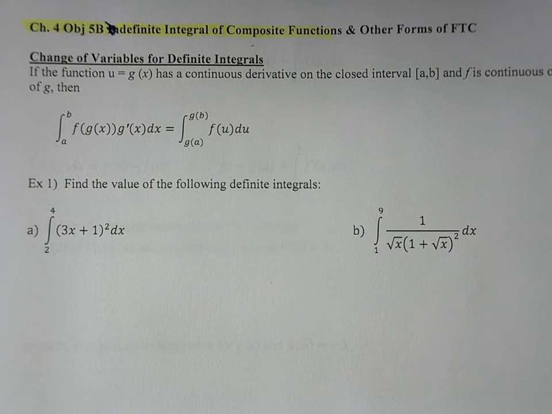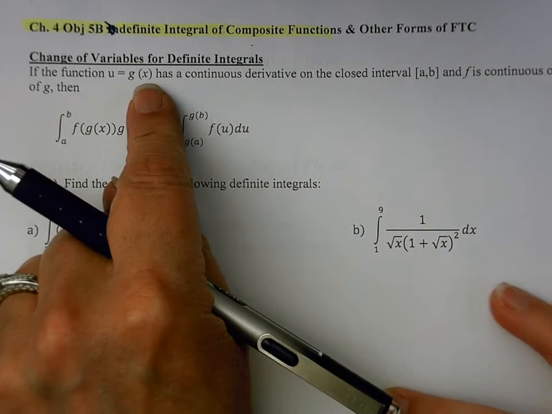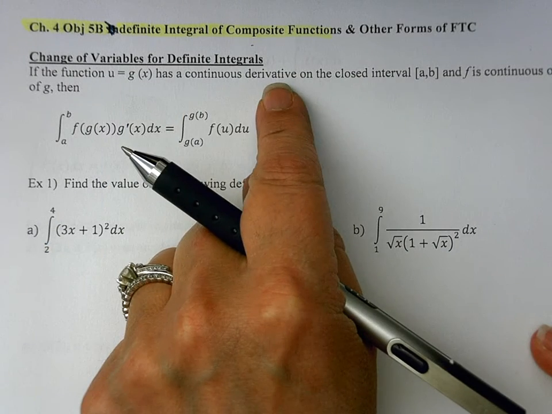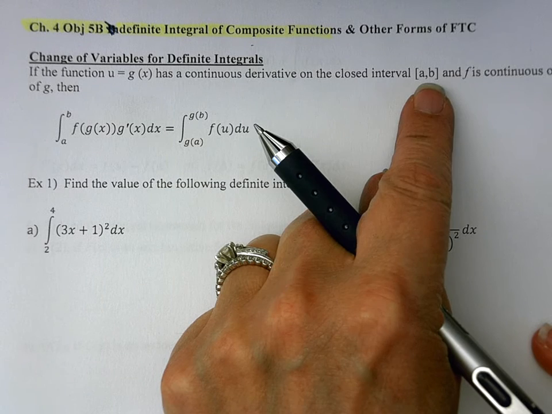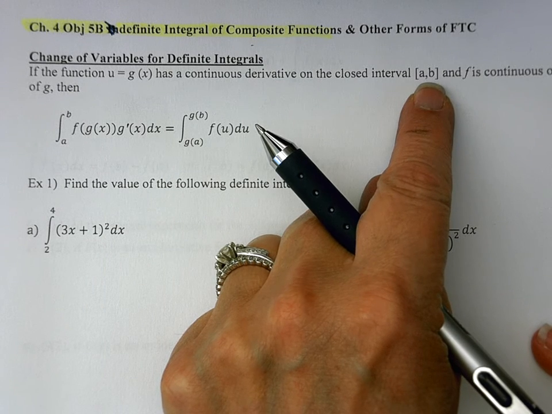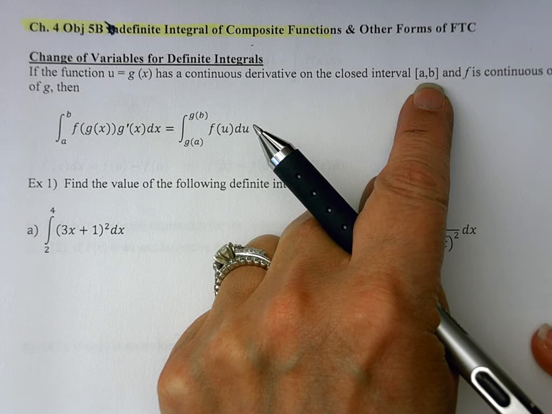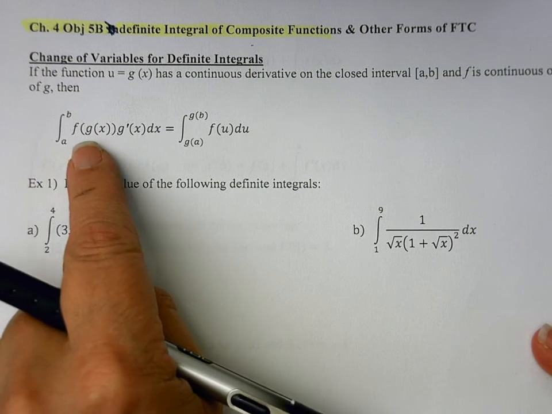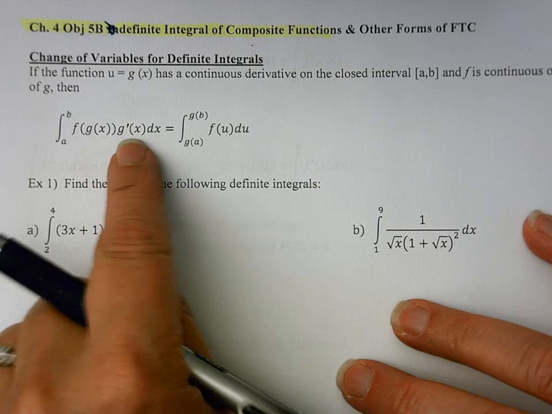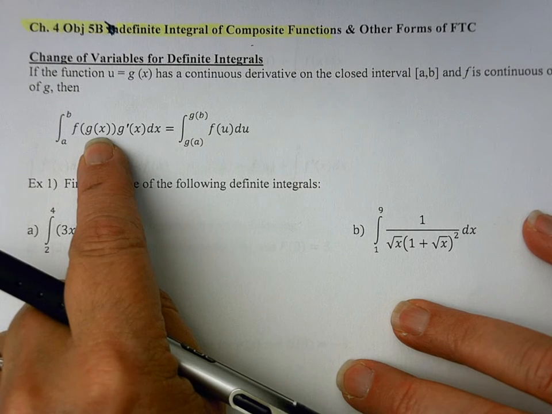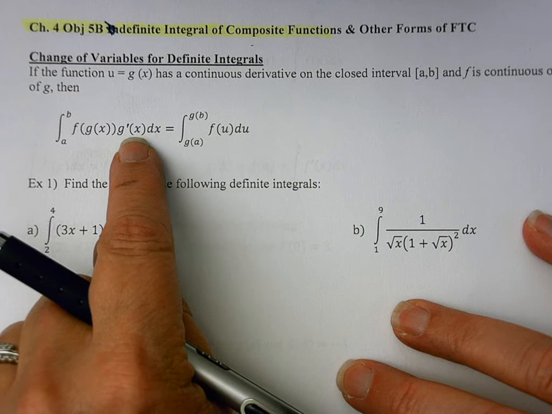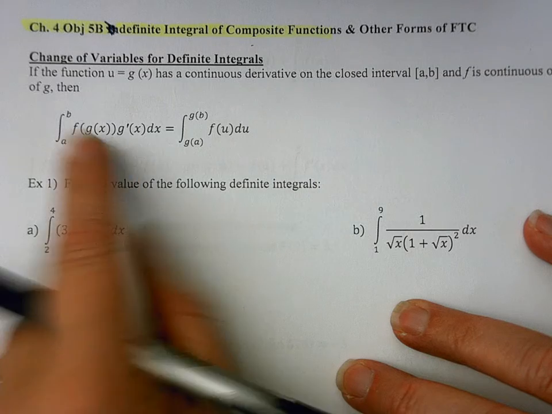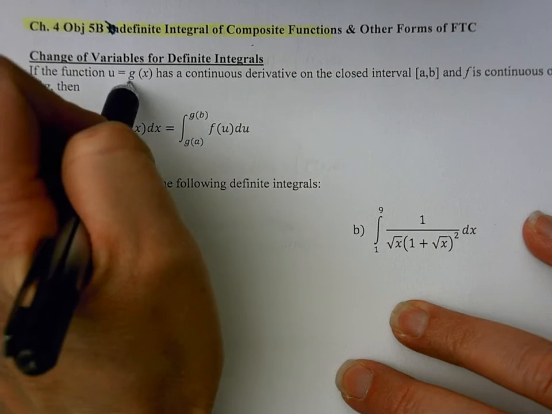So if we have a function, we'll let u equal g of x, so some function in terms of x, and it has a continuous derivative on the closed interval from a to b, so these will be our lower and upper limits. And as long as our function is continuous on that range of g, then we have our composite function here, right? So f of g of x, and then times the derivative, so this is our chain rule piece.